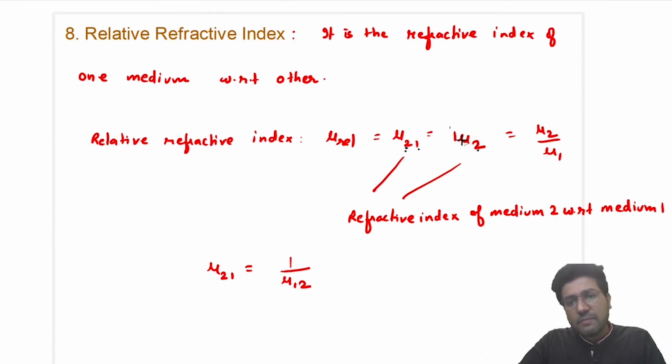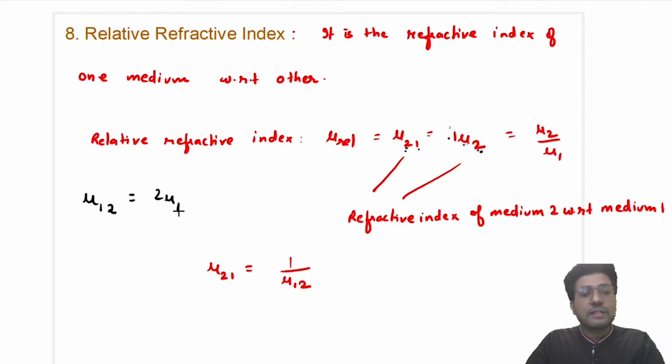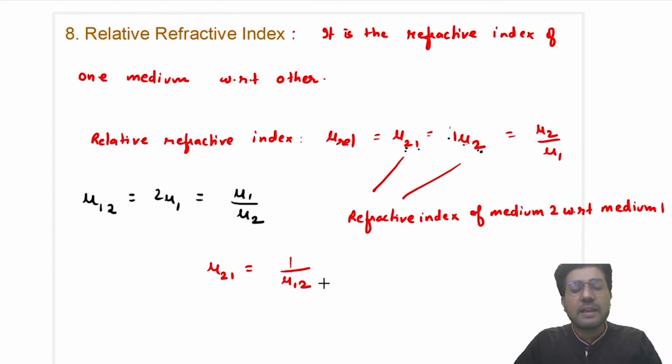The refractive index of medium 2 with respect to medium 1 is equal to mu 2 by mu 1. Similarly, they can also ask you the refractive index of medium 1 with respect to medium 2, which is equal to mu 1 by mu 2. That means mu 2 1 is equal to 1 by mu 1 2.